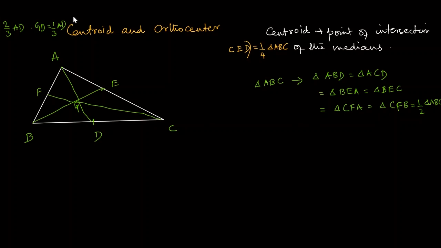So you might be given that the area of the triangle BGF is 10 centimeter, sorry, 10 square centimeter. And you'll be asked to find the area of the triangle ABC. How will you do that? BGF is 10 square centimeter. What would be the area of the triangle ABC? How will we do that?